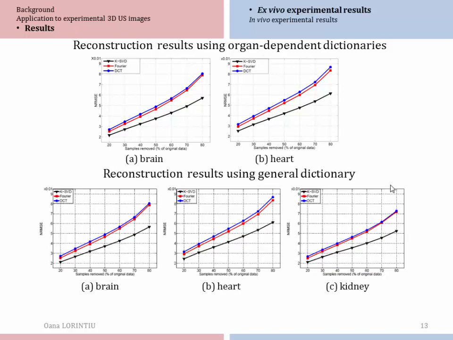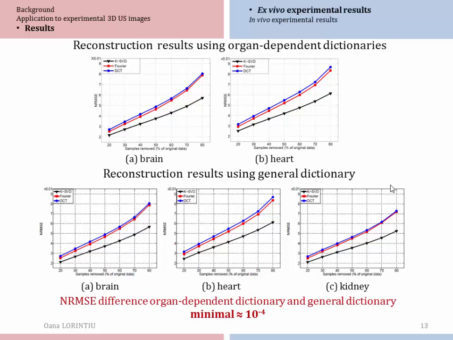And then if we look at the reconstruction using the general dictionary, so this time we have a third organ that has the same tendencies as the 2 figures before. So again, the difference is high between the Fourier-based and the K-SVD-based reconstruction. And if you look at the values of normalized root mean squared error that we get, we can see that the difference between these two dictionaries is minimal. It's only of 10 power minus 4. So we can reconstruct the same images using either the organ-dependent or the general dictionary.